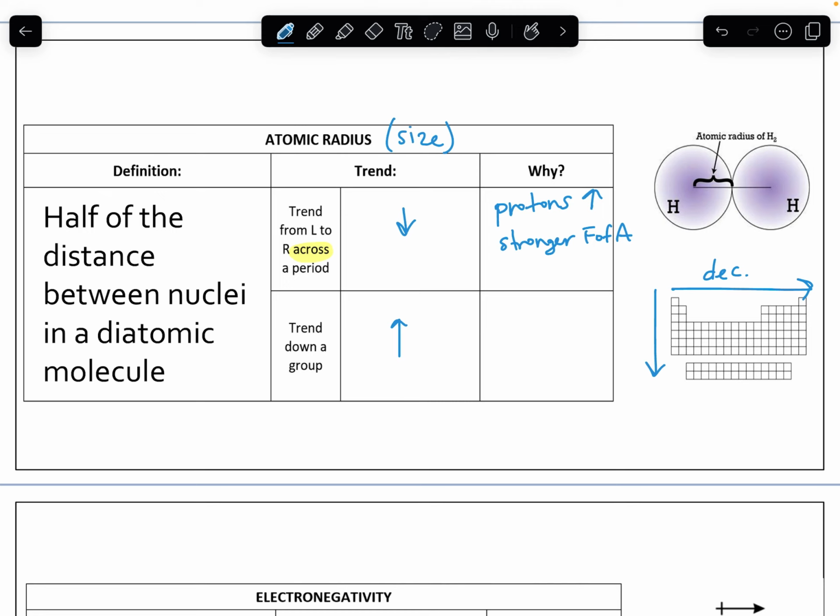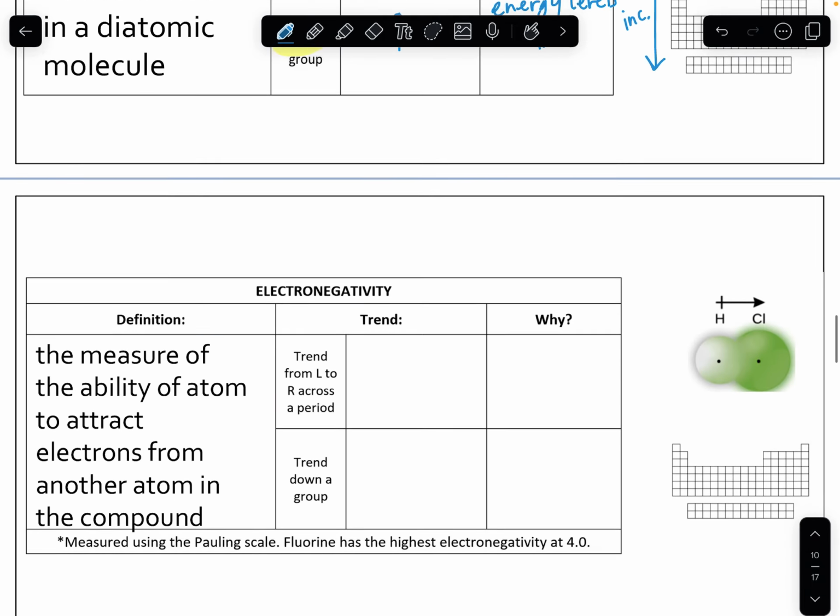When we're looking down a group, our size is increasing because we're really getting more energy levels. So our energy levels are increased, right? When we're looking down a group, we're only going to talk about energy levels, not protons. So as we get more energy levels, they're getting further and further away. That atom is getting larger and larger.